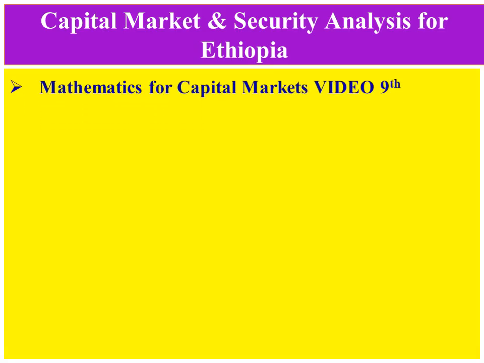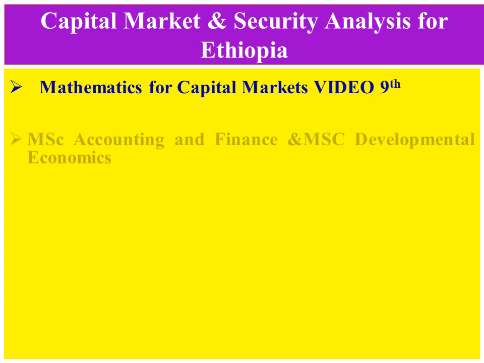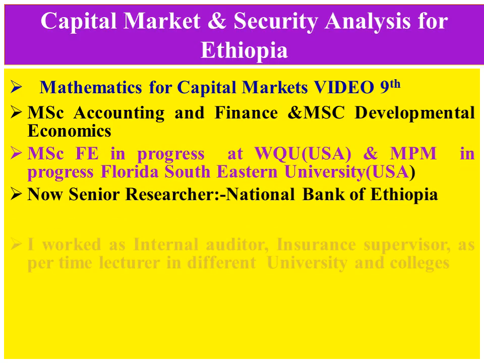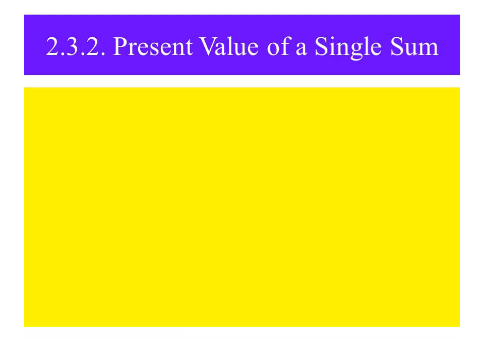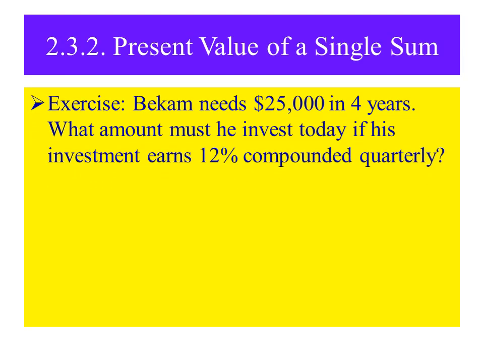In the previous session, we started to see mathematics for capital markets. Under that, we have seen time value of money, or time value as a whole. And this is a continuation of the previous one. Today, we are going to see the present value of a single sum. We have started to see different exercises, and today we will see the remaining one.